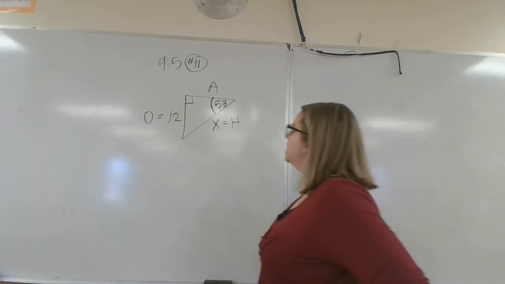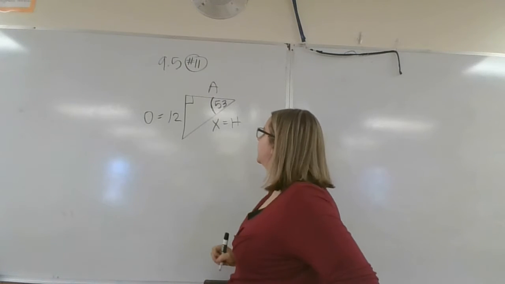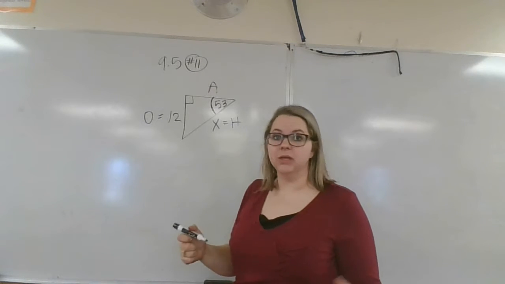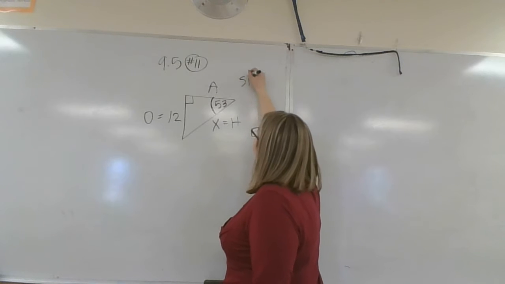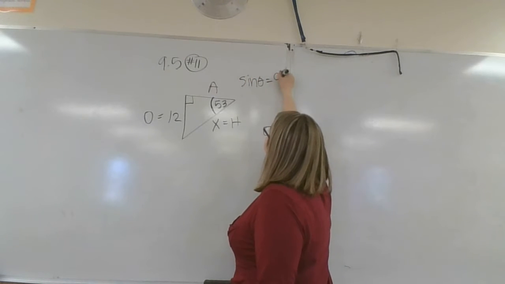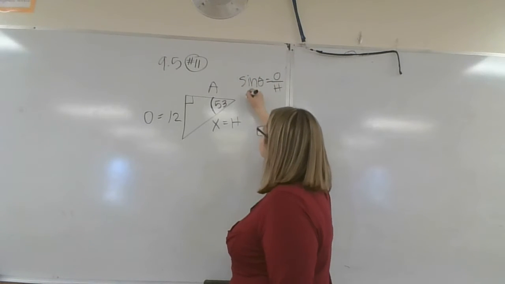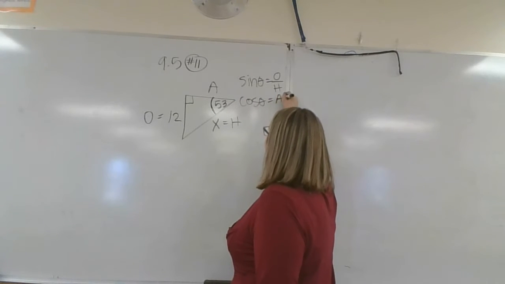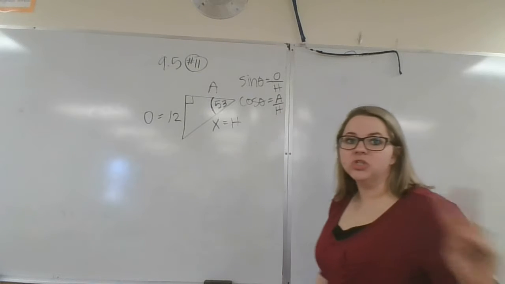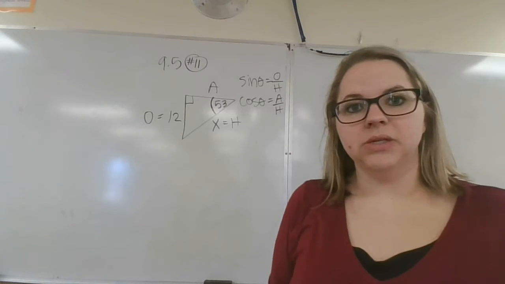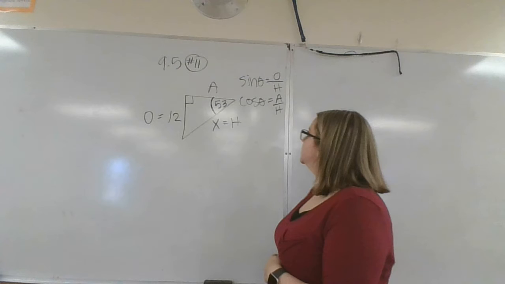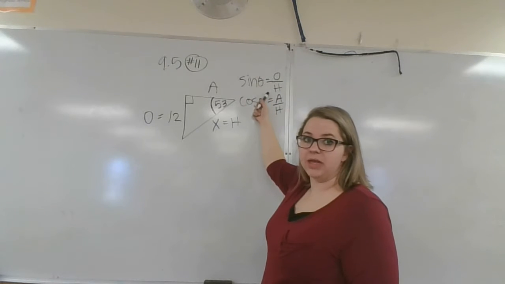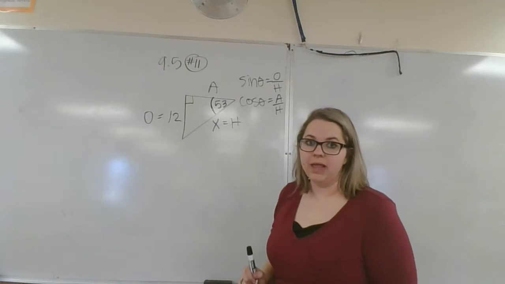Okay, so now I'm wanting to use something that has opposite and a hypotenuse in it to solve this, because those are the only two places I have something. So we have sine of an angle is equal to opposite over hypotenuse, and cosine of an angle is equal to adjacent over hypotenuse. These are the two we're really focusing on in this section. Okay, so here the one I probably want to use is sine because it has an O and an H. And here I have an O and an H.